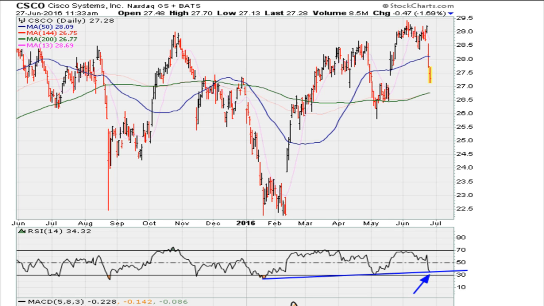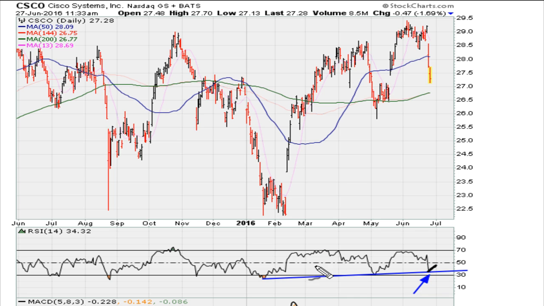Of course, for this to play out, you'd want to see confirmation, which means you want to see the stock turn positive and show support on this line. So that's one aspect of the RSI one can watch for a rebound here.